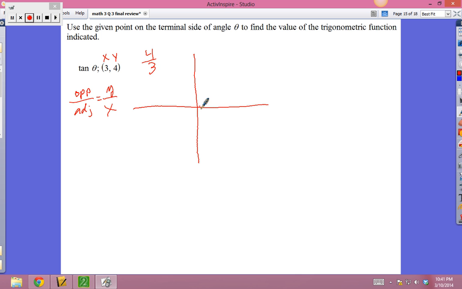But you can. So I'm going to go over 3, up 4. There's a dot right here. Your triangle's got to look like this. It's 3, 4 tall. And you don't really need to find the hypotenuse because the tangent just wants opposite and adjacent.